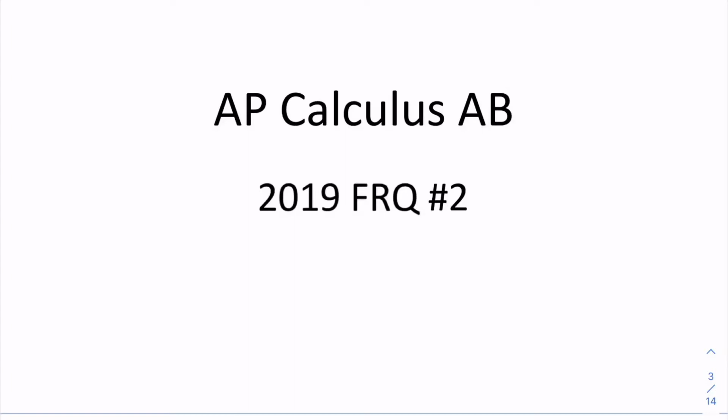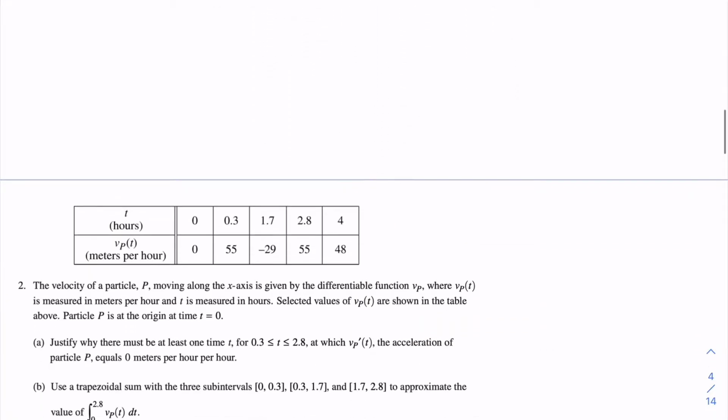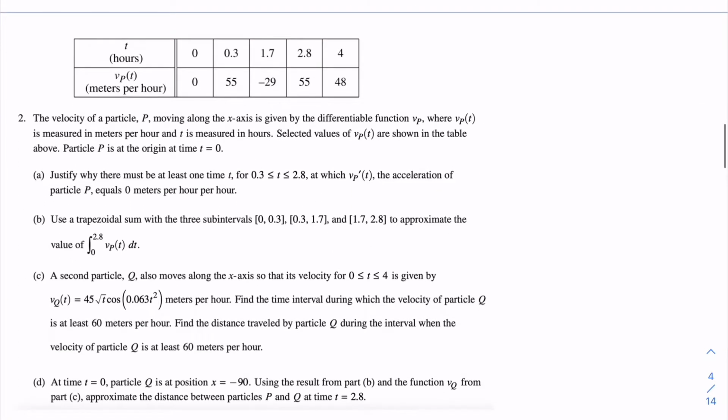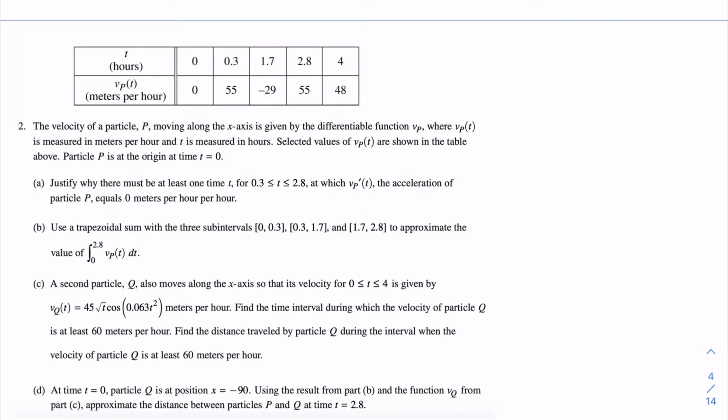In this video, we are going to go over 2019 free response question number 2. This is the PVA problem, position, velocity, and acceleration problem. The velocity of particle P moving along the x-axis is given by a differentiable function V of t. The unit is meters per hour. Select values of V of t are given in the table.